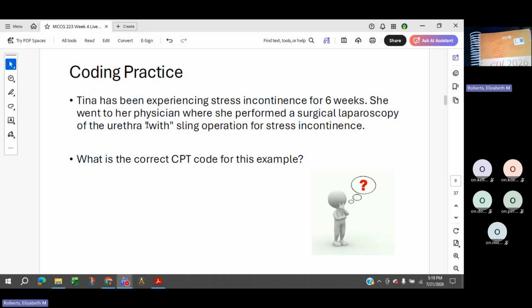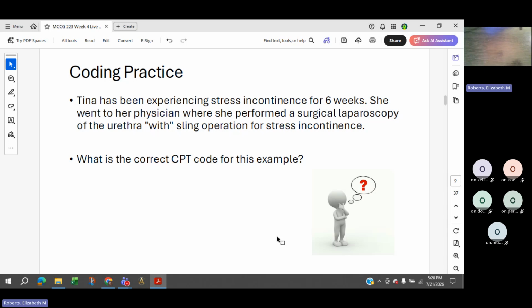So you have a laparoscopic procedure of the urethra with the sling operation for stress incontinence. So I think there's a couple of different ways. It's not like there's just one main term here. I would probably start with sling operation because that kind of describes the operation, right? If that didn't work, I would go to stress incontinence, maybe see if we could find it that way. So I'm going to start with sling operation, see if we can find it this way. Oh, look, there it is.